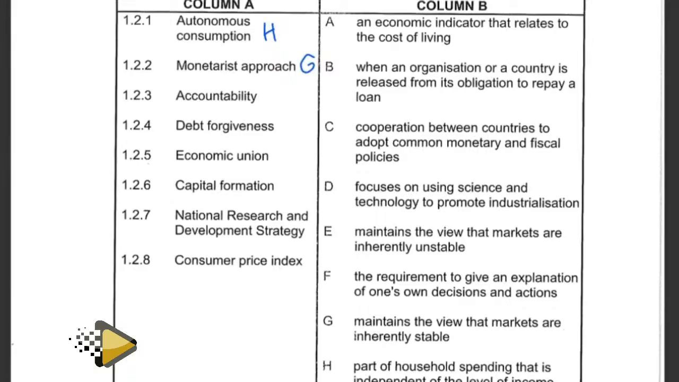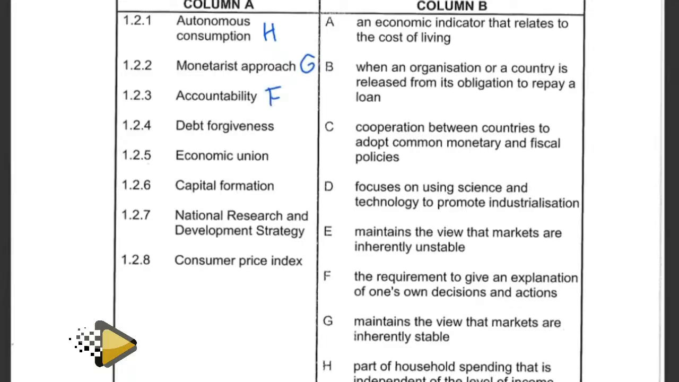The next question, we have 1.2.3, which is accountability. So now when we talk of accountability, we refer to an explanation of one's own decisions and actions, when you take charge of your actions or when you take charge of your decisions. If we check the list of options given in column B, the appropriate answer in this regard is going to be F. Okay, thank you, grade 12.